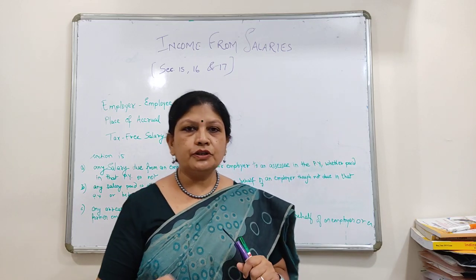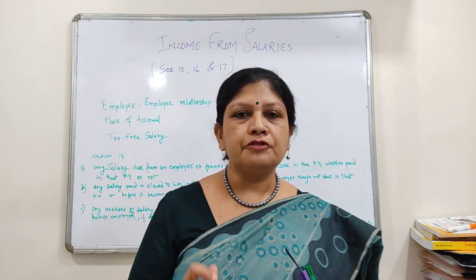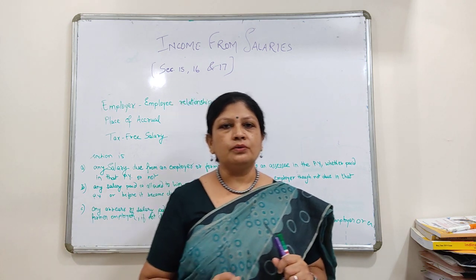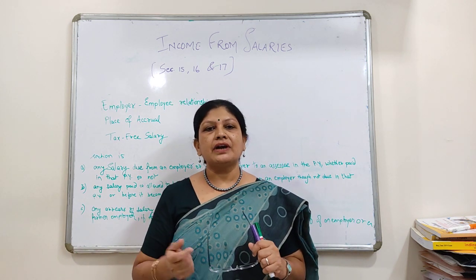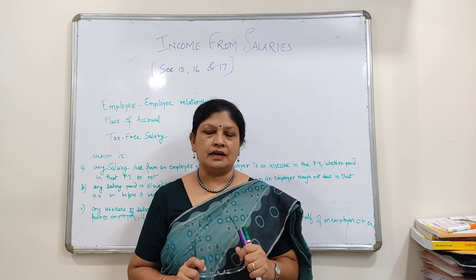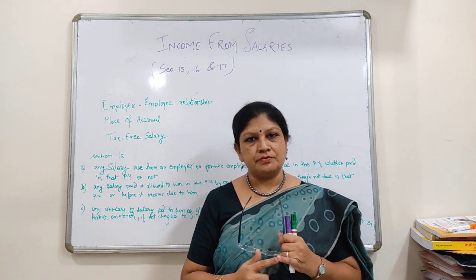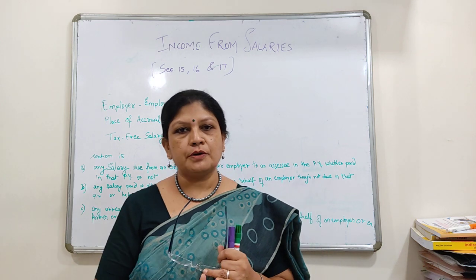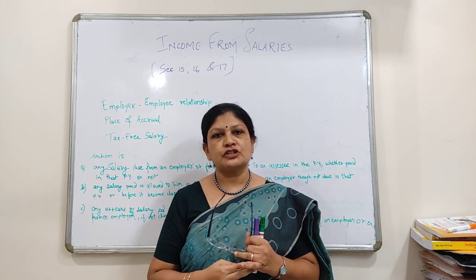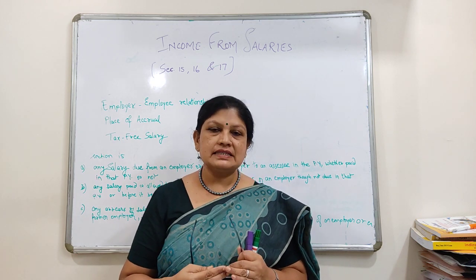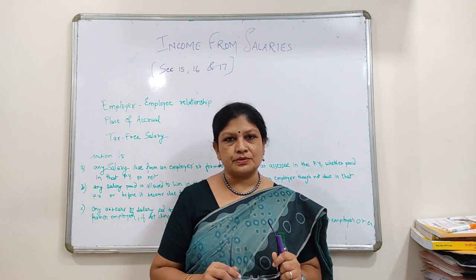Hello, today we are going to discuss income from salary. As you all know, the income of an individual is divided into 5 heads. First is income from salary, second is income from house property, third is profits and gains from business or profession, fourth is capital gains, and fifth is income from other sources.